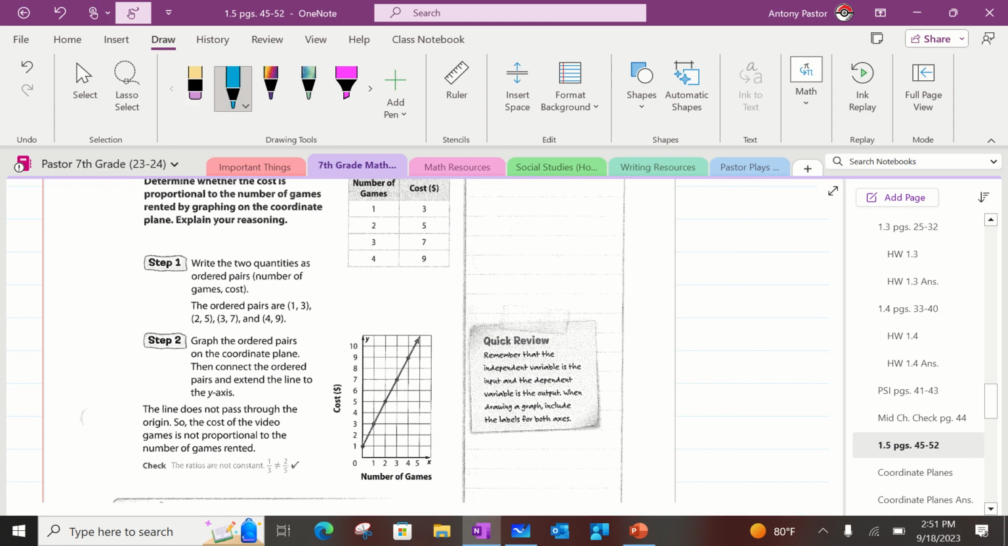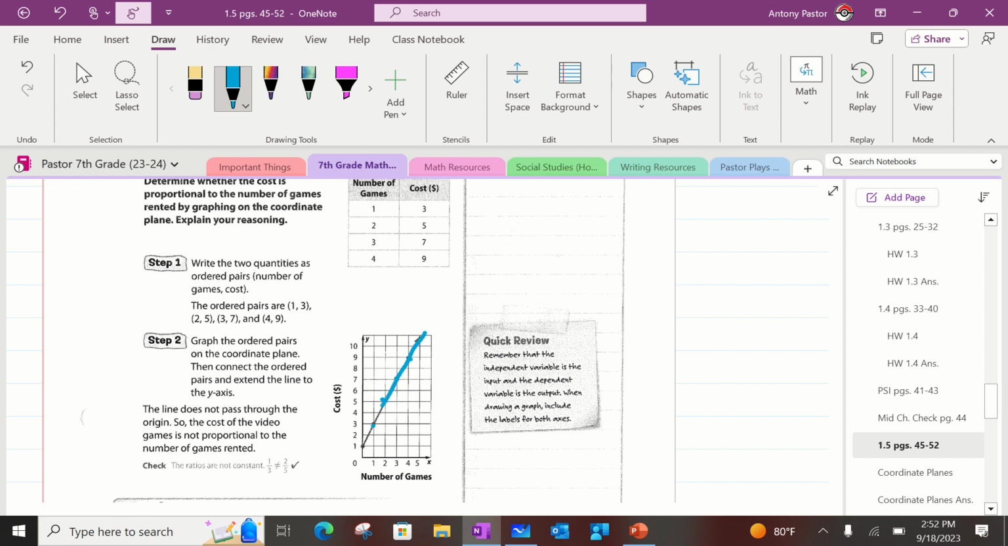So I have 1, 3, which is right here. Then we have 2, 5. Oh, sorry. 2, 5 is right here. 3, 7 is right there. And 4, 9 is right here.